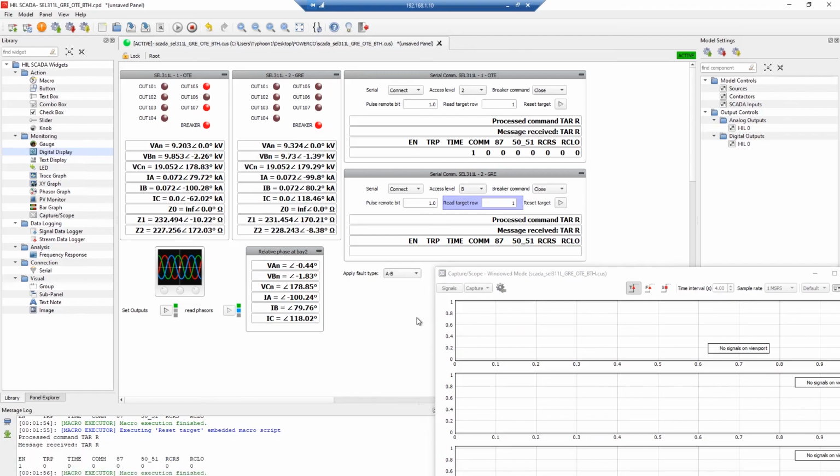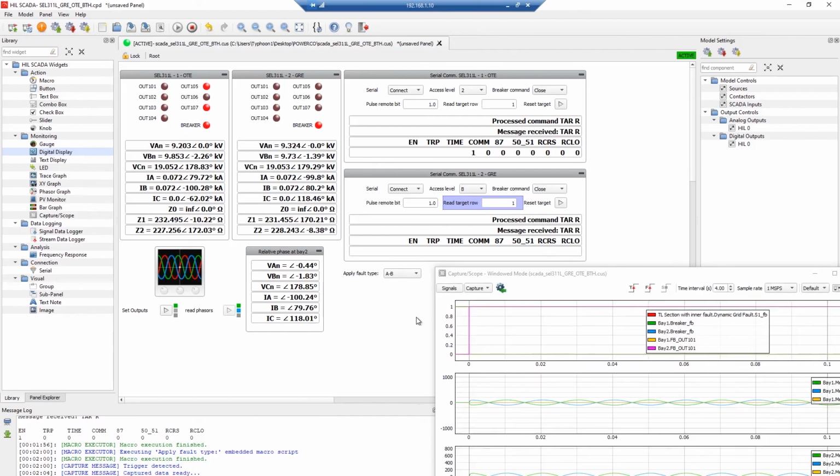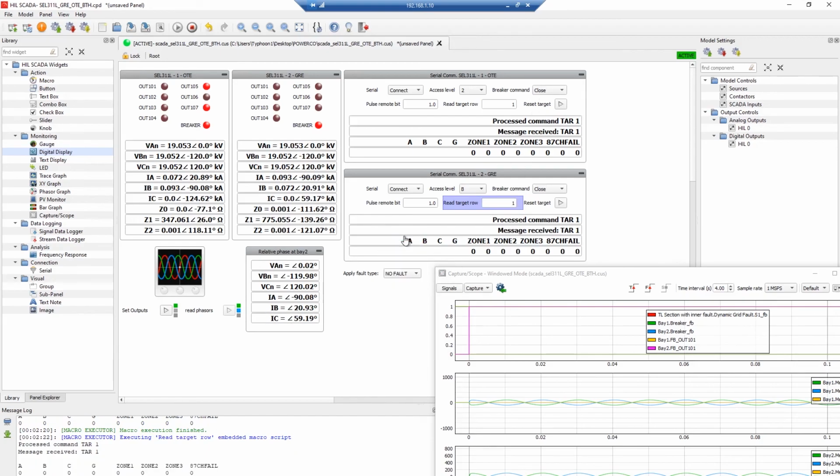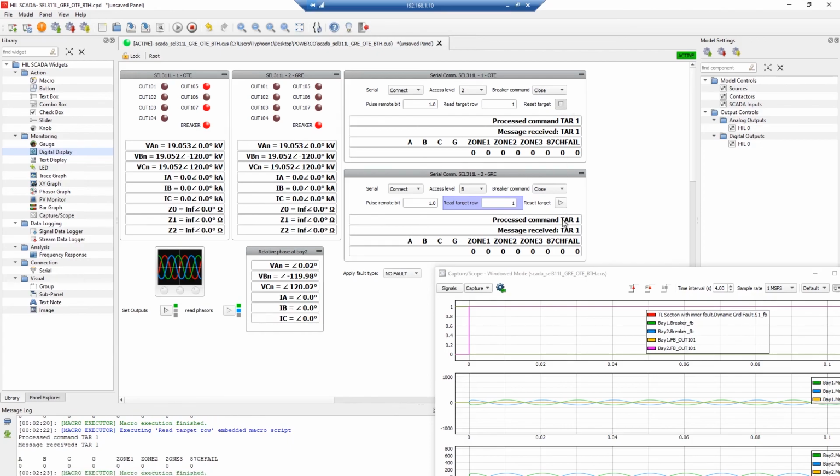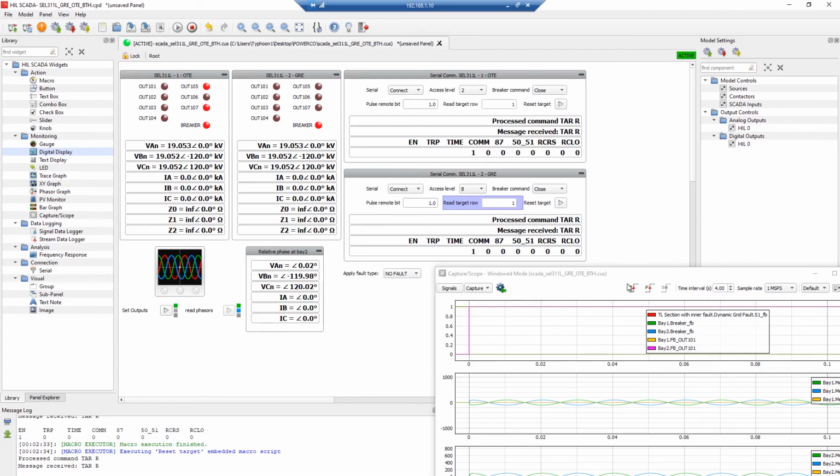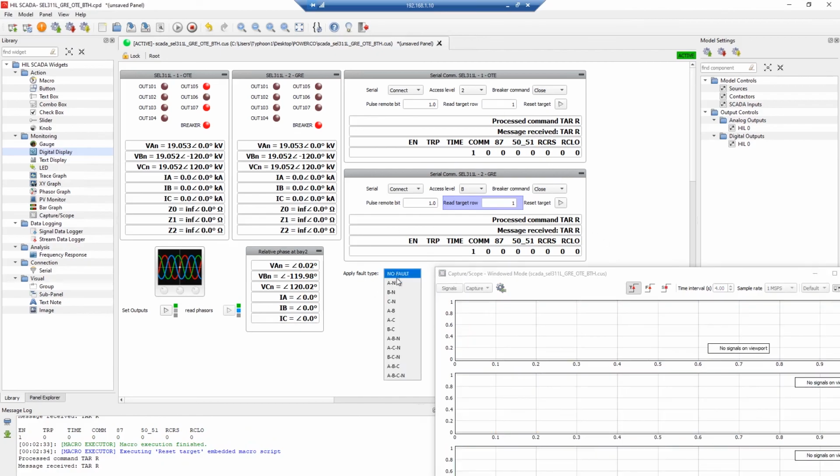And fault between phases A and B, and now none of them opened, so we applied the fault, but nothing happened. If we check what the relays saw, we'll see that not much. Okay, so I will clear the fault. Relays are still there. Let's reset the targets, set the trigger, and do phase A, B to ground.